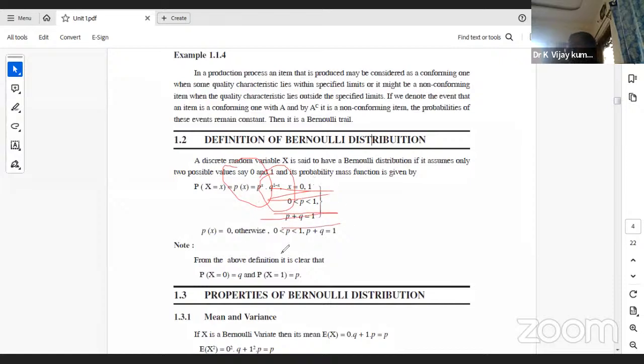The condition is 0 less than P less than 1 and P plus Q is equal to 1. I already told you P plus Q is equal to 1, for example P is equal to 1 by 2 and Q is equal to 1 by 2, so that is equal to 1. From the above definition, P of x equal to 0 is Q, and therefore P of x equal to 1 is equal to P.